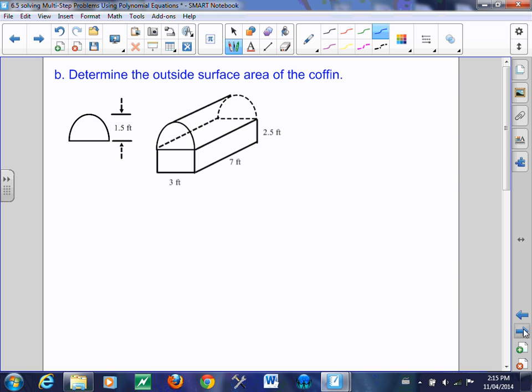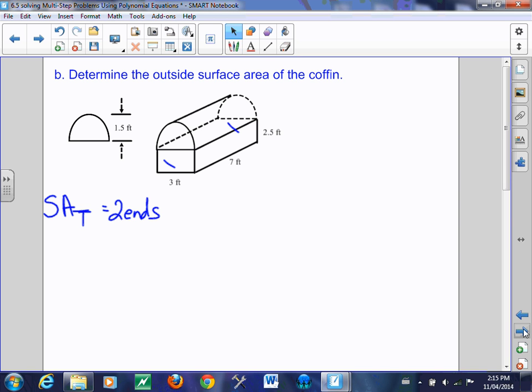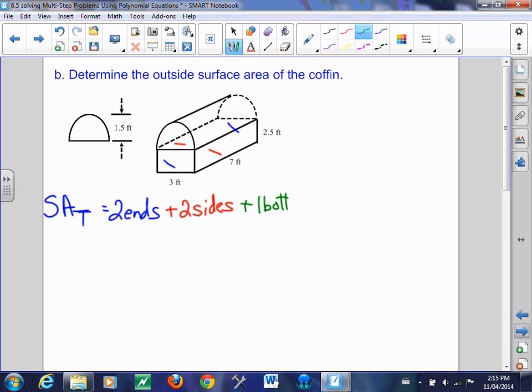So what we need to do is say surface area total with a T at the bottom equals, first of all, we have 2 ends, which is this one and the other one, plus 2 sides, which is this one and the other side, right? Okay, I'm going to run out of colors here. Plus 1 bottom, which is that bottom part there, right? Okay, so far we've kind of got the bottom area taken care of.